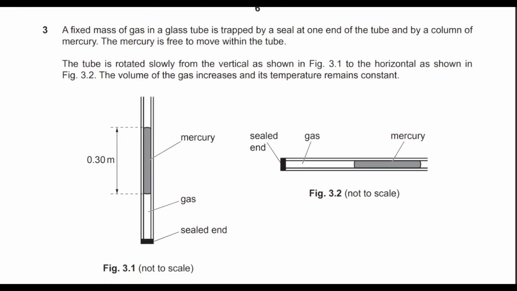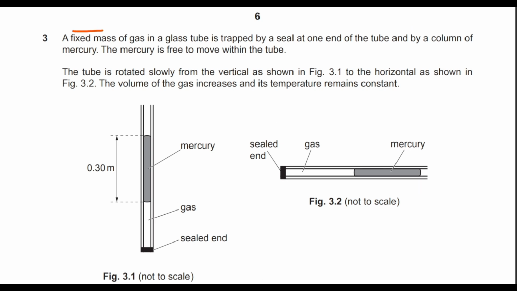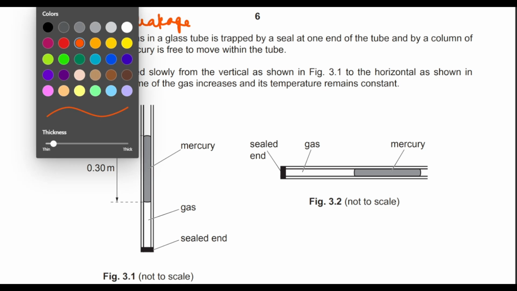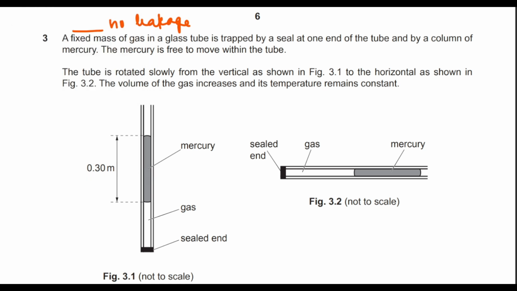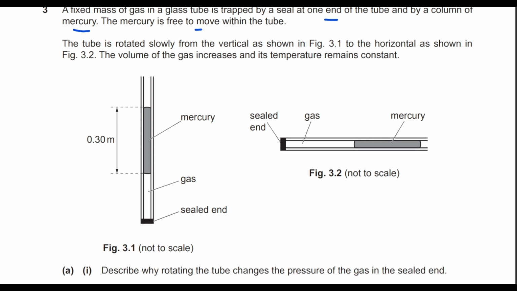Question number 3, he says a fixed mass of gas. When he says fixed mass, this means that there is no leakage and everything is airtight. Sealed at one end and a column of mercury. Okay, mercury is free to move within the tube. There is no friction, no drag. The tube is slowly tilted to look like this.